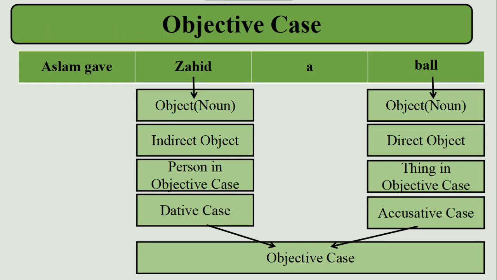Sure, the classic one is, Aslam gave Zahid a ball. What's being given? The ball. That's the thing. Right, so ball is the direct object. It's in the accusative case. Who received the ball? Zahid, the person. Exactly. Zahid is the indirect object, the recipient. So Zahid is in the dative case. See the difference? Ball, accusative, direct object, thing. Zahid, dative, indirect object, person. That distinction really clarifies the roles. It does. It helps map out the action precisely.